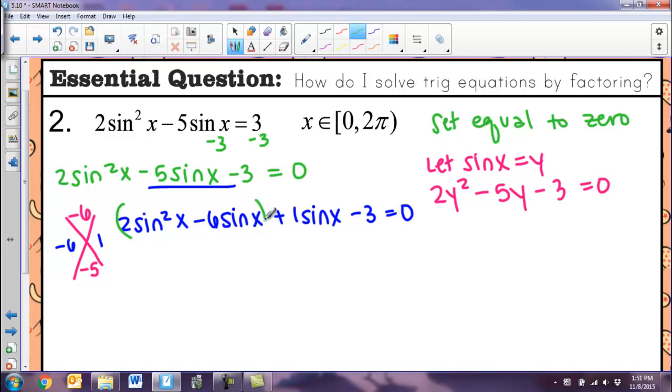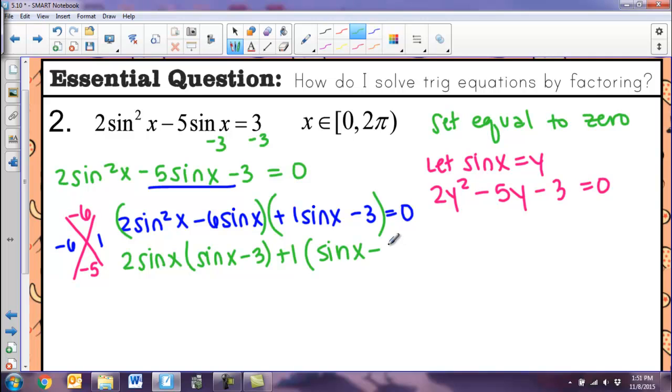So I'm going to group the first 2 and the last 2 and look for greatest common factor in between them. So I see here these can both divide by 2, and there's a sine x in both of them. Okay, and then I would be left with a sine x, and then 6 divided by 2 is 3. Okay, there's nothing in common in this last one, so all I can do is pull out a 1, which is okay to do, and you should be left with sine x minus 3.